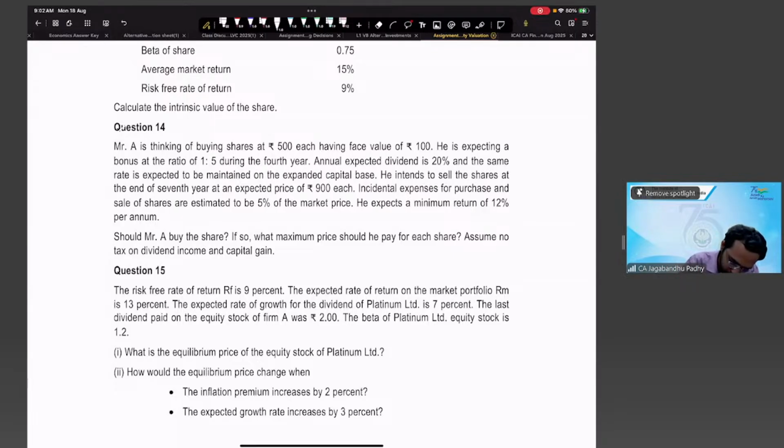Question number 14 now. Mr. A is thinking of buying shares of rupees 500 each, having a face value of rupees 100. He is expecting a bonus in the ratio of 1:5 during the 4th year. So the bonus that is expected is 1:5 in the 4th year. Okay. And one second.